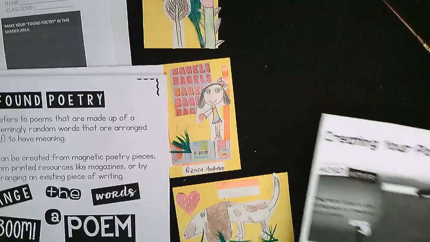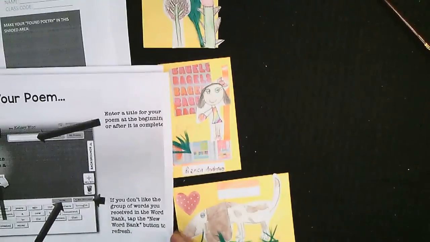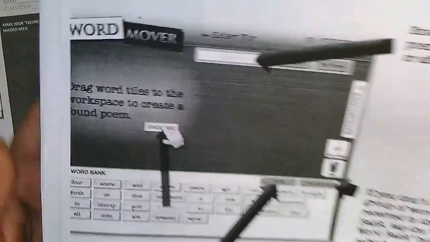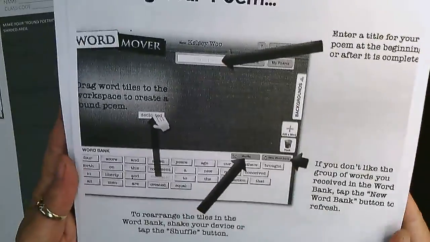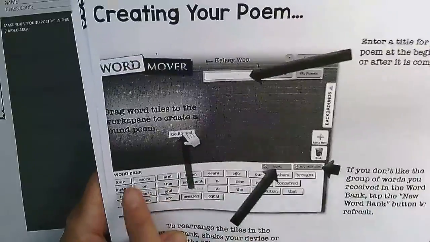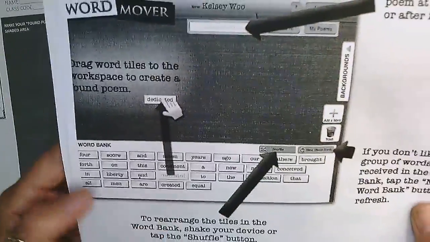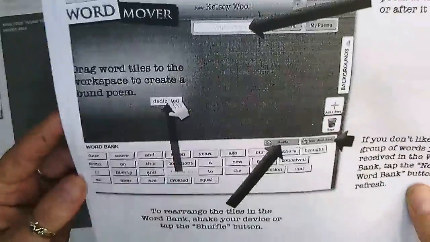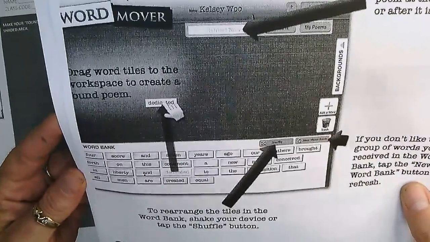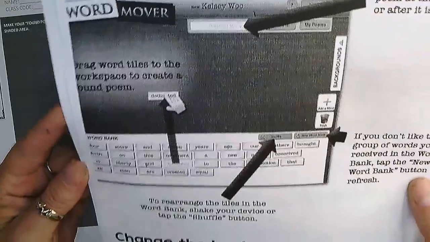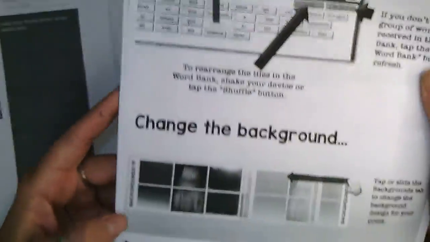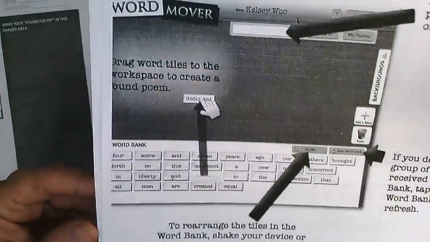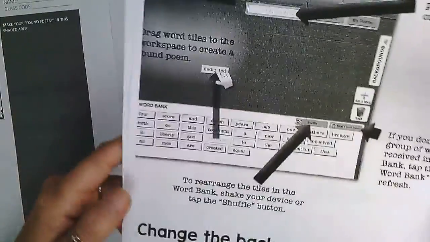This would be a really fun way to try with the app Word Mover. It gives you a word bank, and you pick words and drag them to the tiles on the screen and make a poem like that. You can change backgrounds and print it. So that would be fun to try one day too.